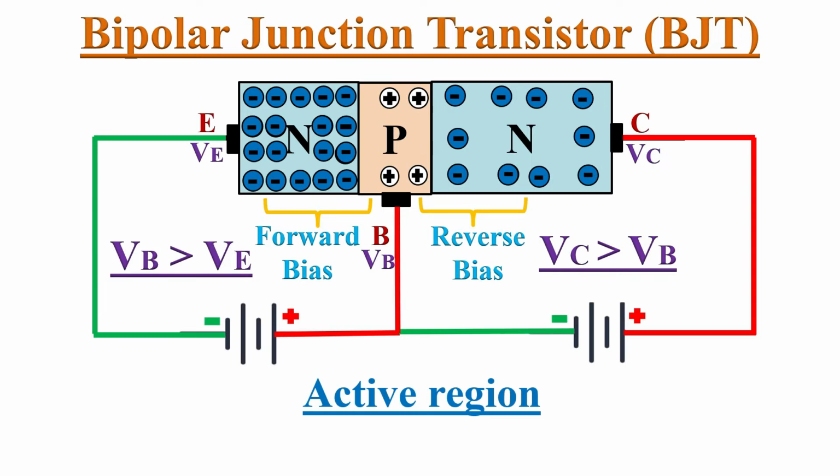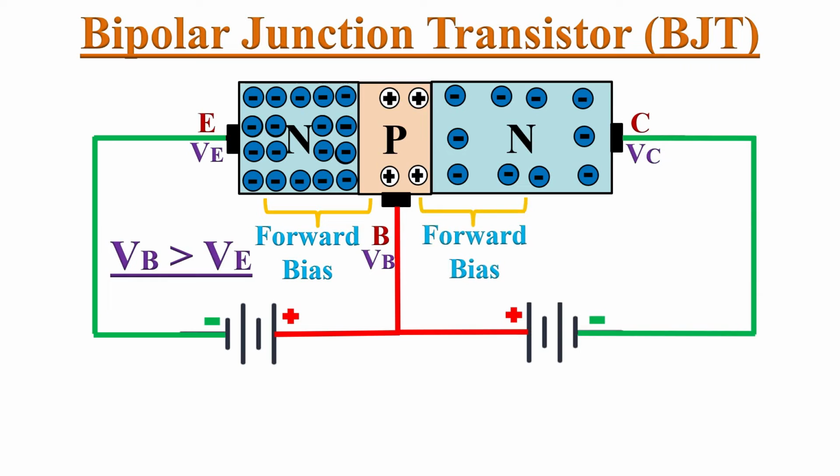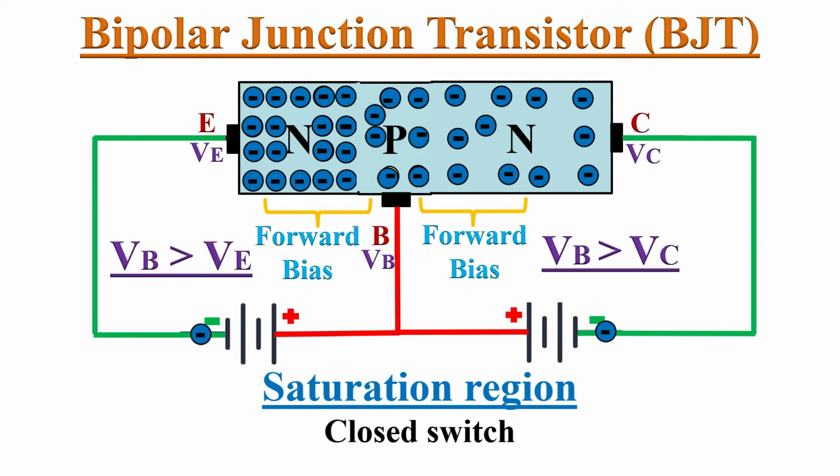If we apply forward bias across both junctions of BJT, here base voltage VB is greater than emitter voltage and collector voltage. Now the electrons will get injected from both collector and emitter. Due to this, the potential barriers will get eliminated. Electrons will start moving freely in the BJT, and BJT just acts like a closed switch. This is called saturation region of BJT.